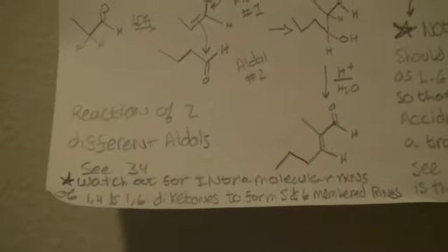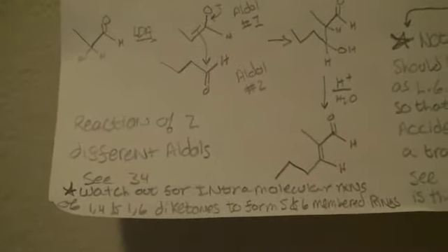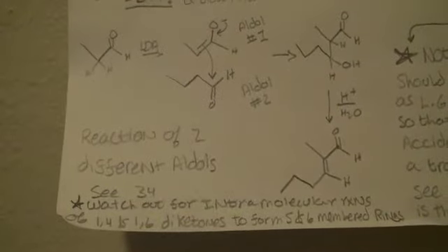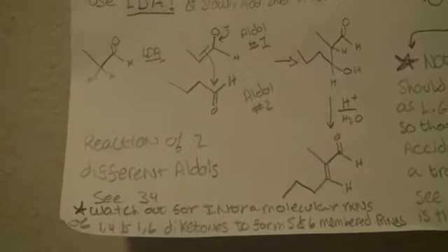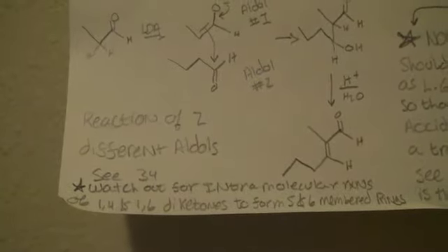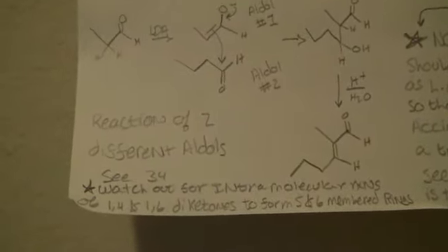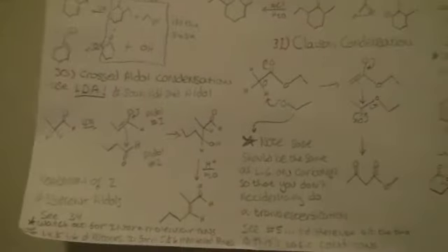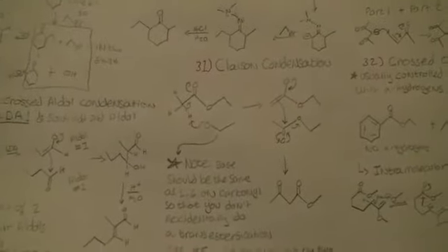Also watch out, because we'll see this a little bit later when I talk about the Robinson annulation, but if you have 1,4 or 1,6 diketones, you can form 5 and 6 membered rings. With this and other diketones as well. Watch out for essentially intramolecular examples of this sort of thing.